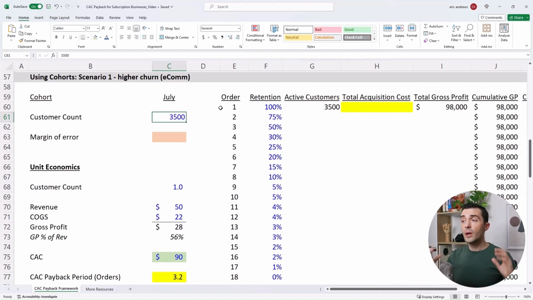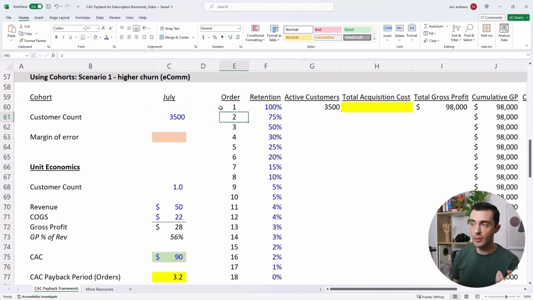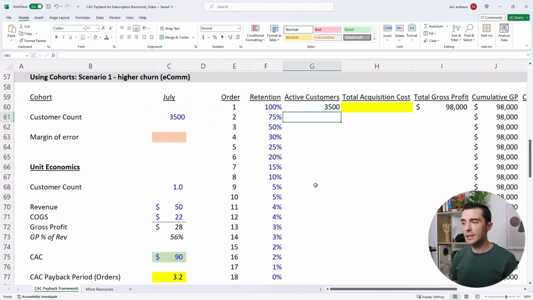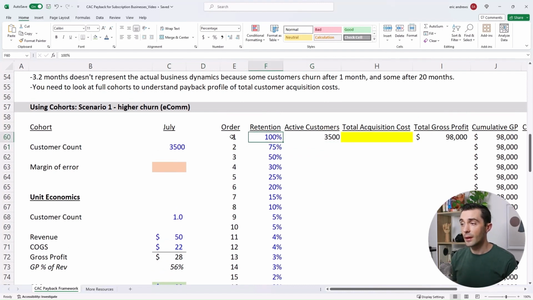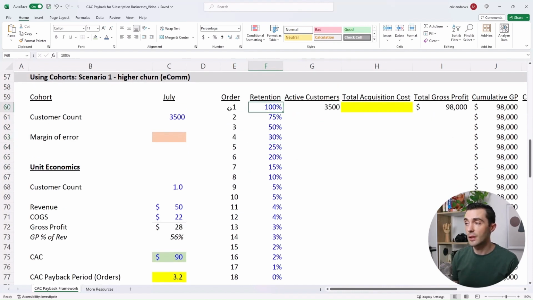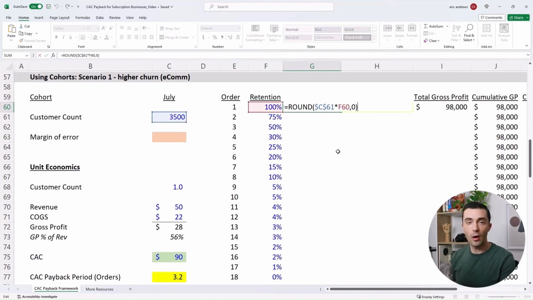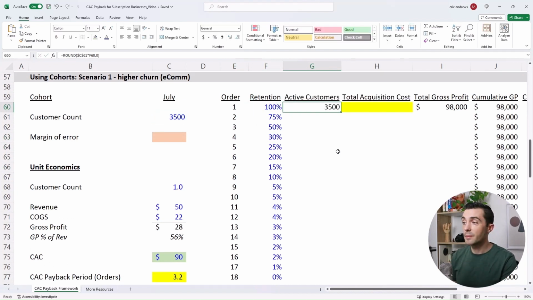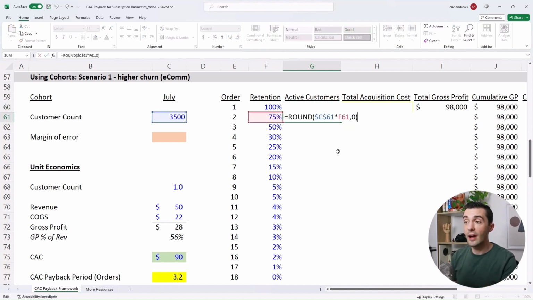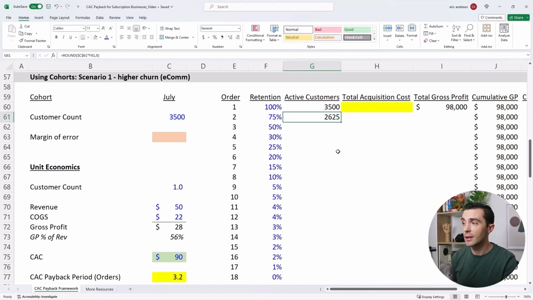We are going to track a cohort of customers from July, which was 3,500 customers, and really understand the financials of that group. Here you can see the lifetime orders, order 1, 2, 3, and the retention of those 3,500 customers. For the first order, retention was 100% because they all bought the first order. But by the second order, what we see is that only 75% of those 3,500 customers actually made it to the second order. So a quarter of them turned off.